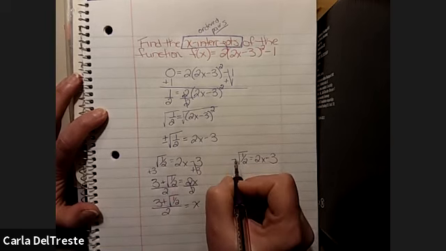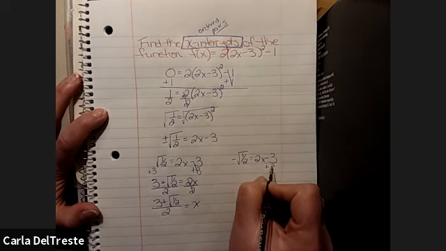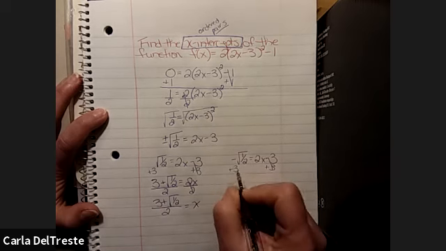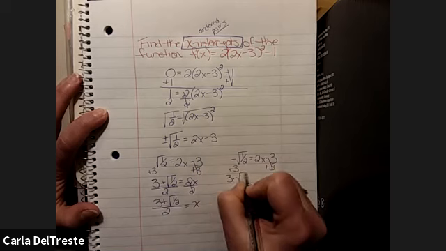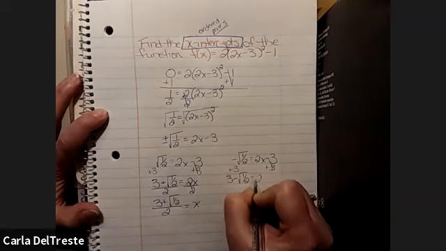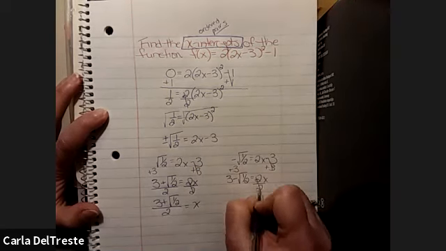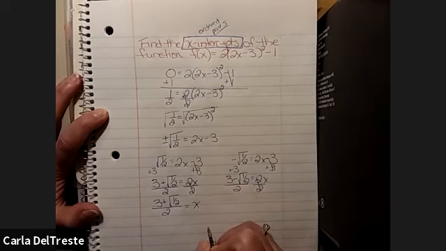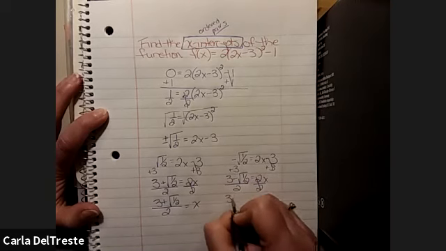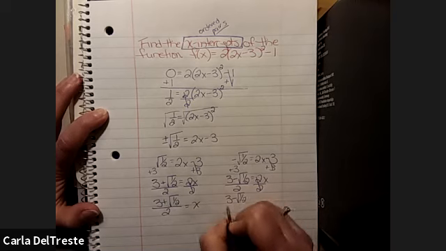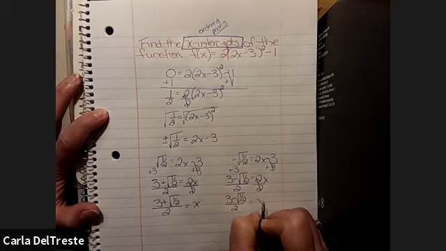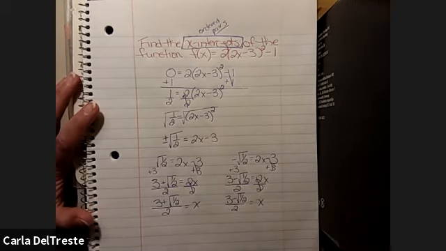Now let's work with the negative. I would do the same work, add 3 to both sides. So this is 3 minus the square root of 1/2 equals 2x. Divide everything by 2, and I get (3 minus the square root of 1/2) all over 2 equals x.